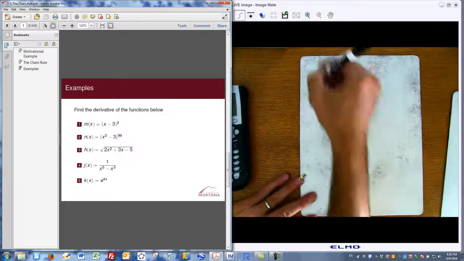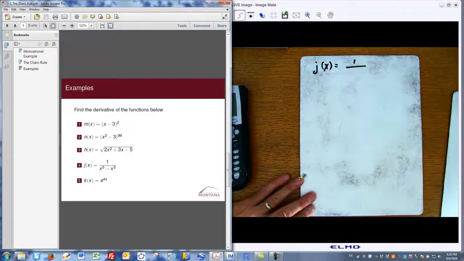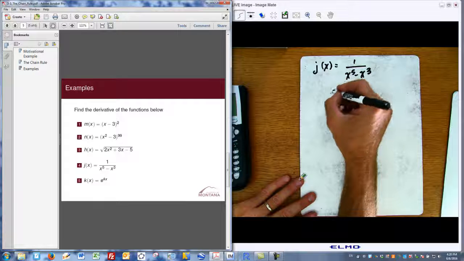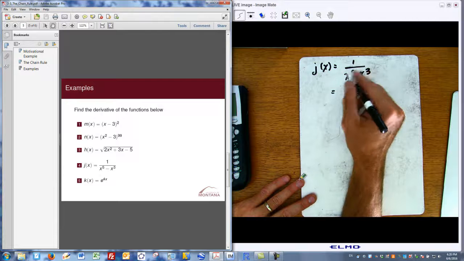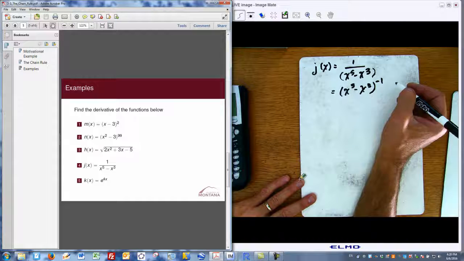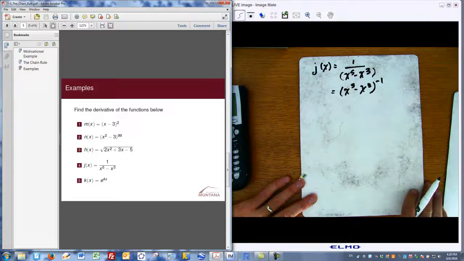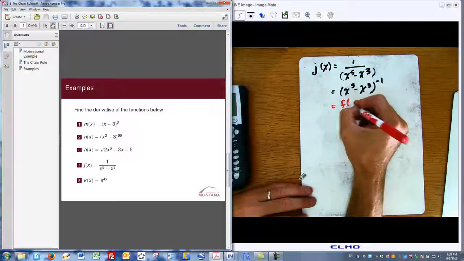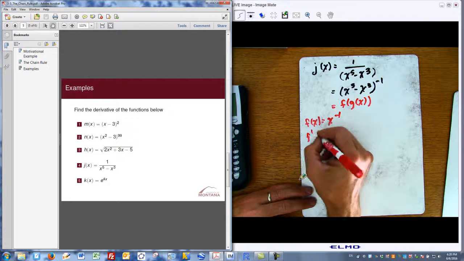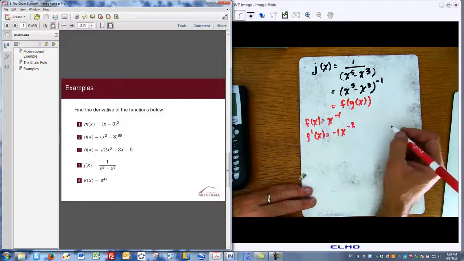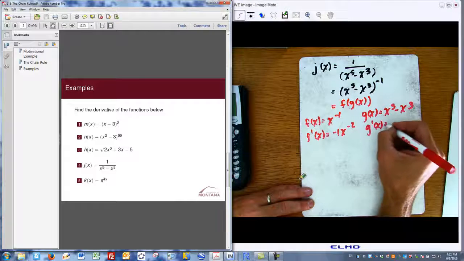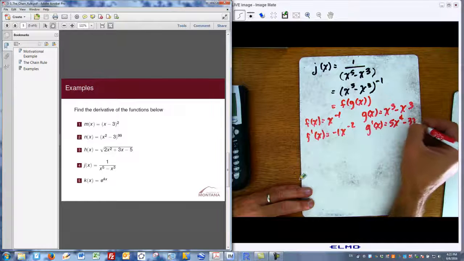What if we had j of x equal 1 over x to the 5th minus x to the 3rd. Again, some algebraic adjustment here might be in order. I would probably use an exponent. If I wanted to move this whole term into the top, I'd have to write it with a negative exponent. So x to the 5th minus x to the 3rd, all raised to the negative 1, would be equivalent to 1 over that binomial. And now I can see that it's easily thought of as a composition of functions, where f of x is equal to x to the negative 1, so the derivative there is going to be negative 1x to the negative 2, and g of x is equal to x to the 5th minus x to the 3rd, so g prime of x is going to be 5x to the 4th minus 3x squared.